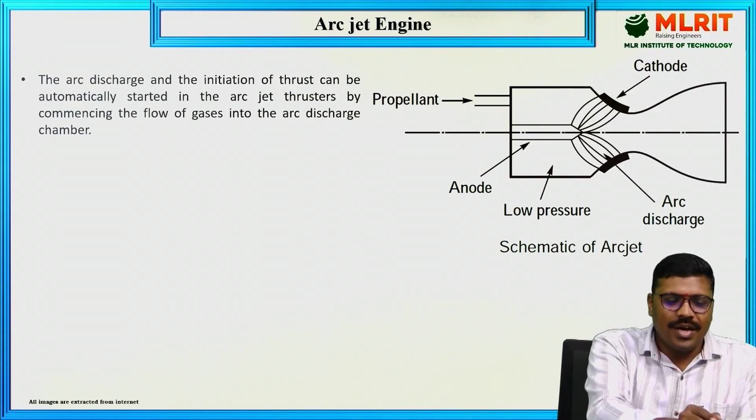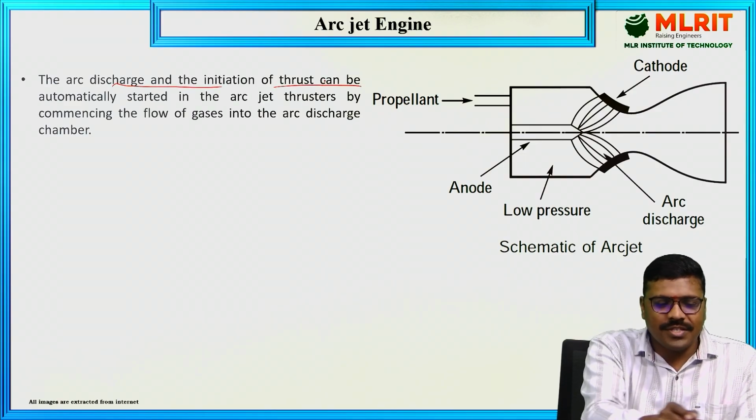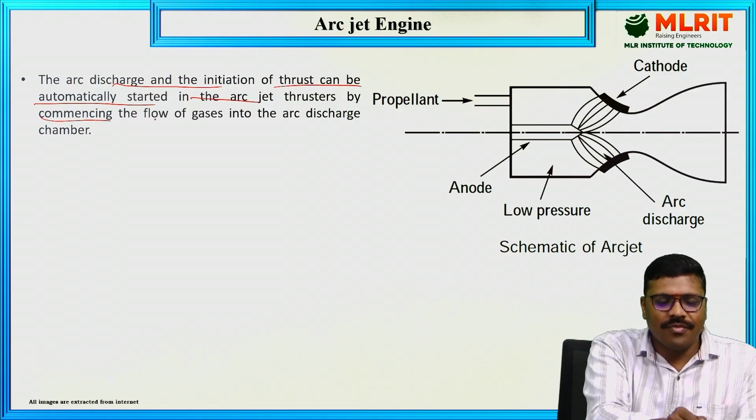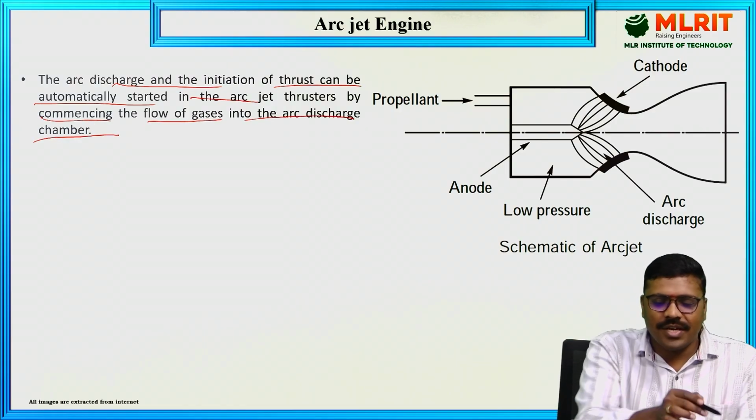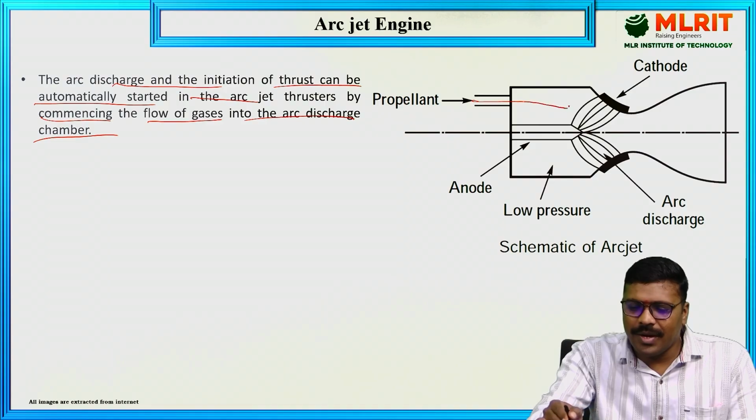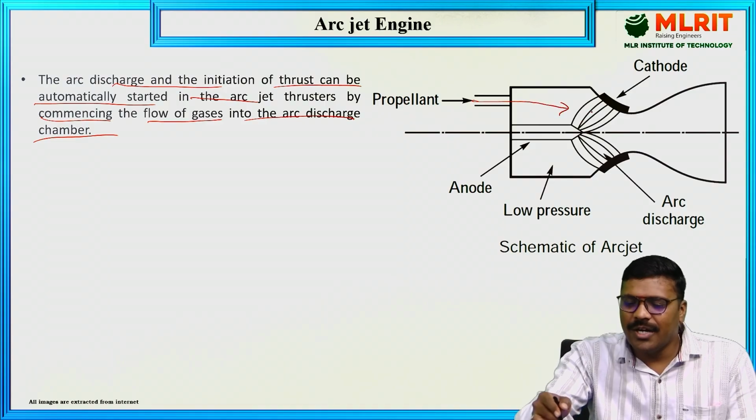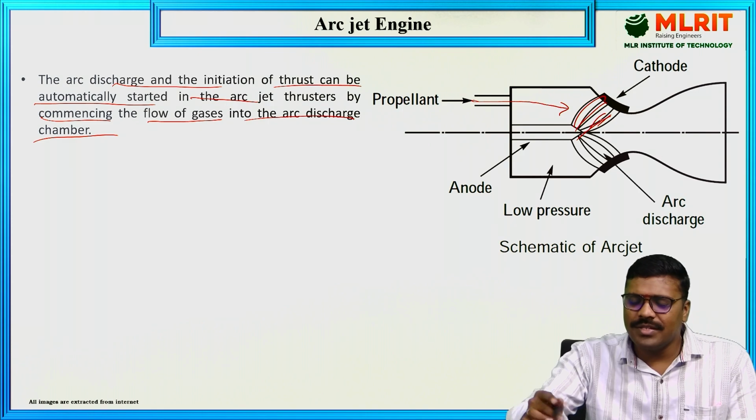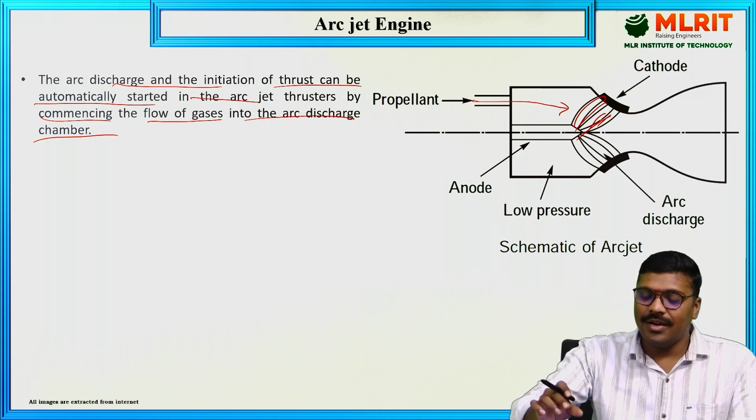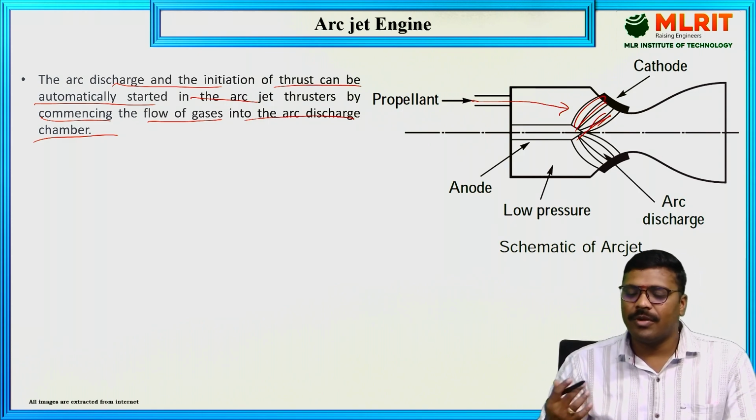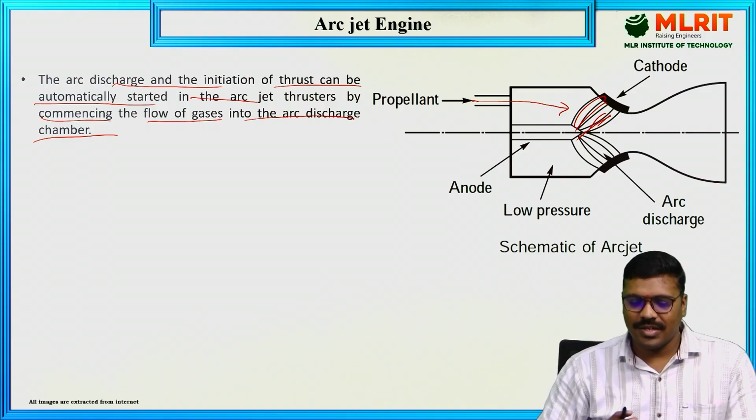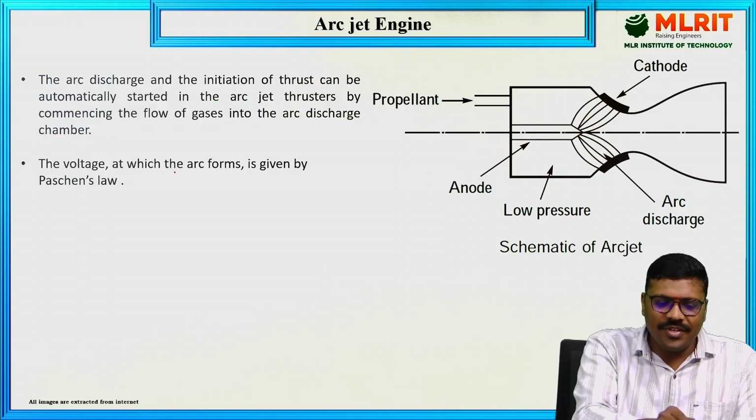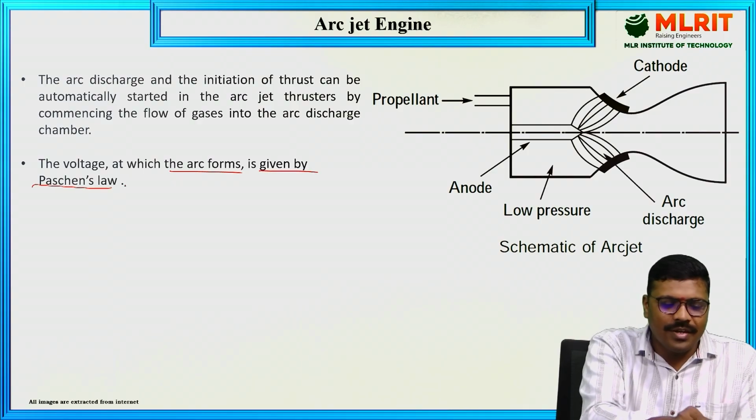Next, the arc discharge and the ignition of the thruster can be automatically started in arc jet thrusters by commencing the flow of gases into the discharge chamber. When you send the propellant through this gap, automatically the arc will be generated. But there is a necessary minimum gap designed. If you maintain that minimum gap, then only will the arc be generated. Otherwise, the arc does not generate. The voltage at which the arc forms is given by Paschen's law.